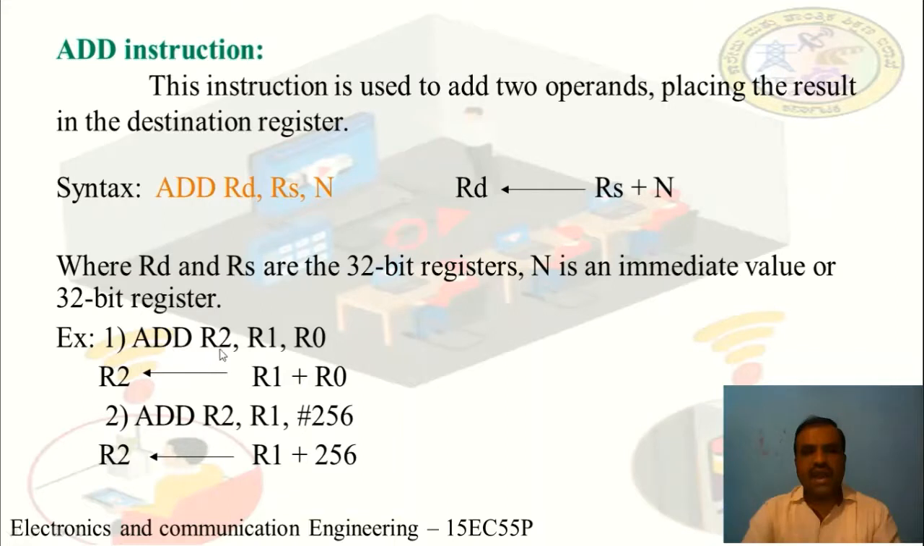Example, add R2, R1, R0. When you execute this instruction, the content of R1 is added with the content of R0 and the result is stored in R2. Next example, add R2, R1, hash 256. When you execute this instruction, the content of R1 is added with the immediate value 256 and the result is stored in R2.